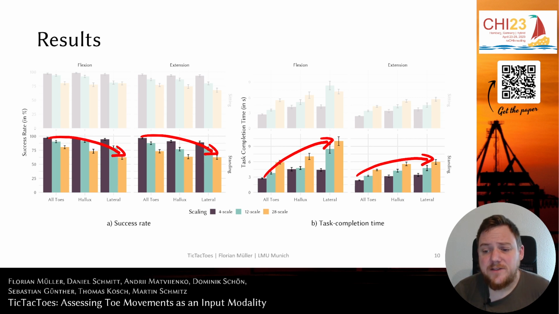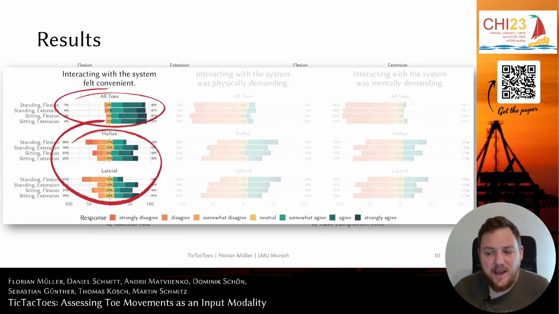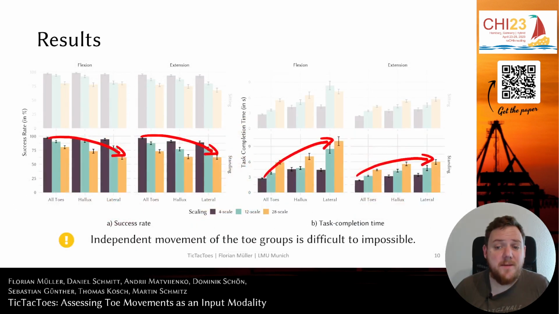This dislike of using the toes separately is also something that we saw in the questionnaires. As you can see here, there was a much better feedback for all toes compared to hallux or lateral on the convenience of the system. So remember, independent toe movement is to be considered difficult to impossible.